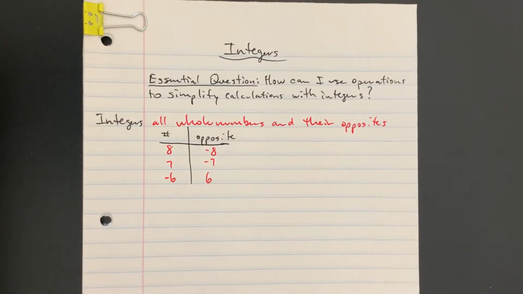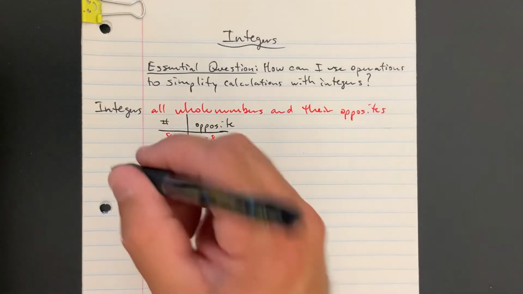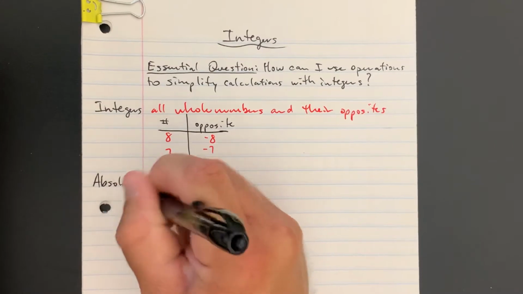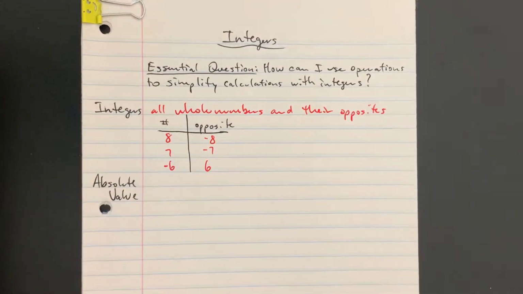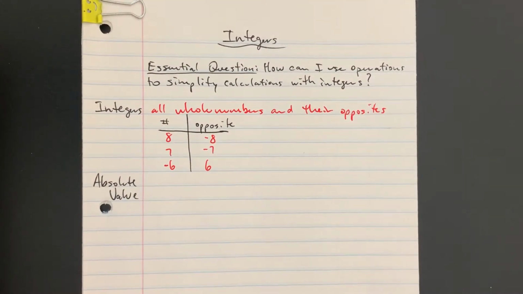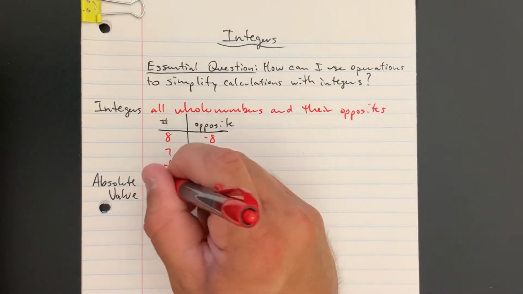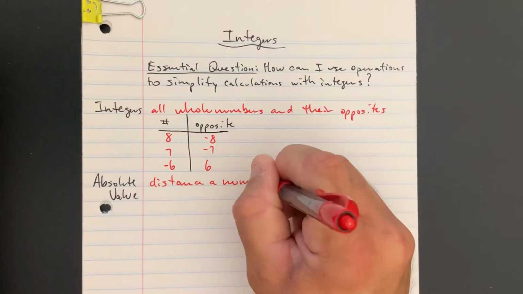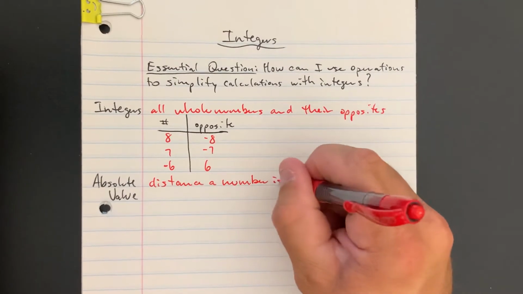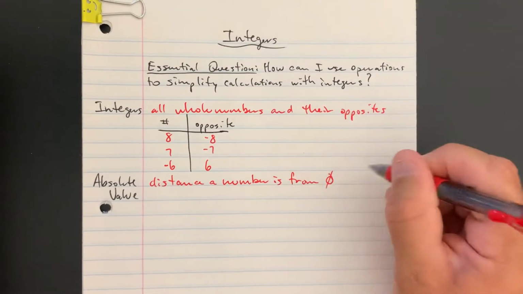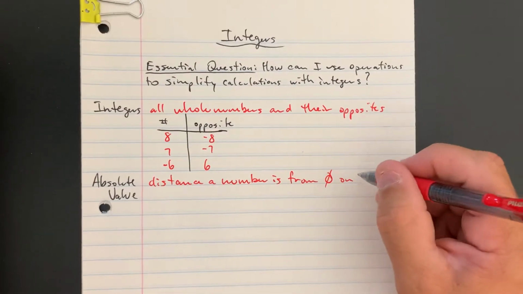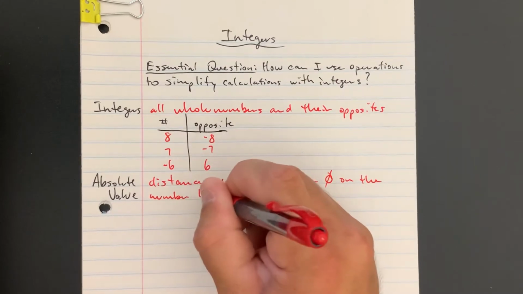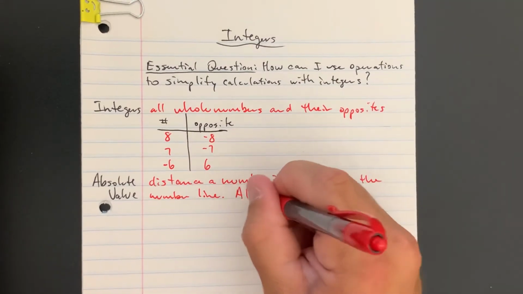Okay. And then another term from yesterday that we talked about that might be beneficial for us here is absolute value. When defining integers, I think absolute value will help us. It is the distance a number is from 0 on the number line. Is always positive.